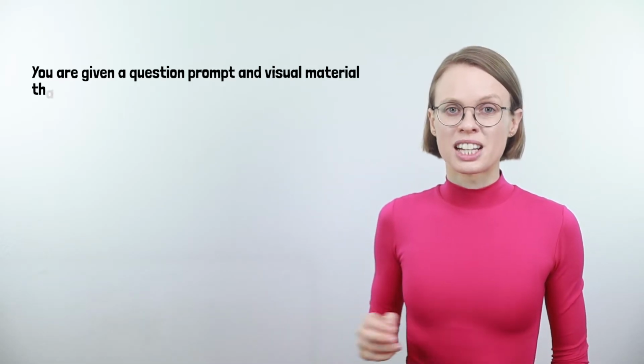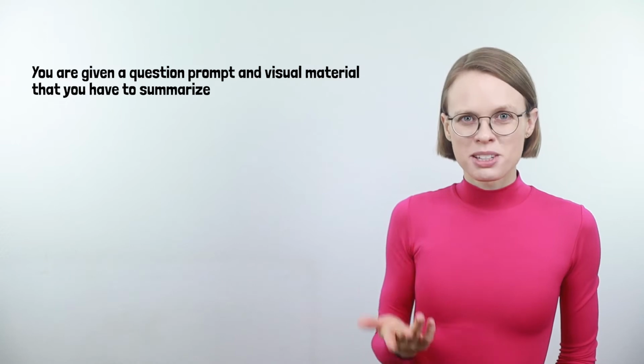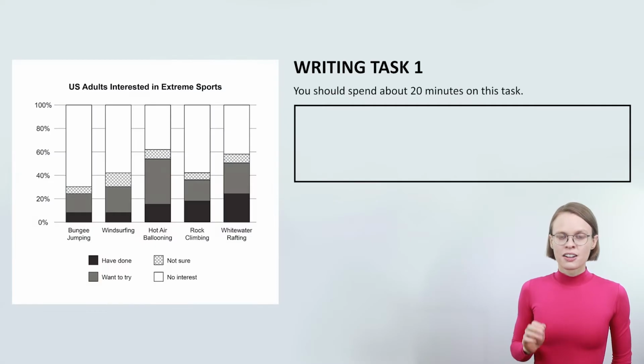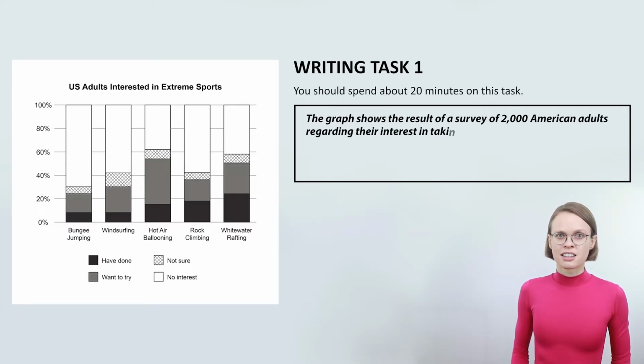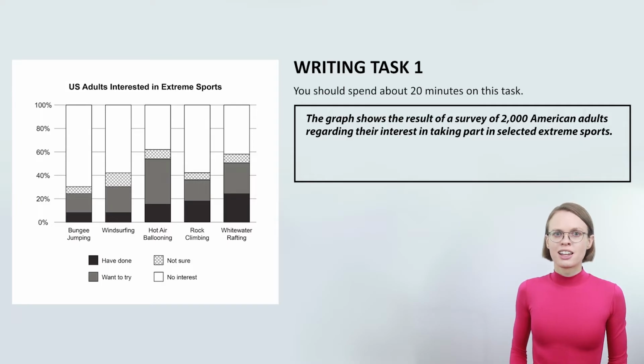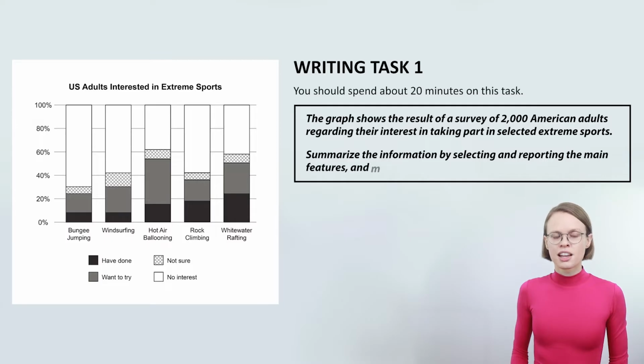Lots of students have a hard time with IELTS Writing Task 1. You're given a question prompt and visual material that you have to summarize. It's sometimes hard to know where to start. First, let's look at the question. The graph shows the result of a survey of 2,000 American adults regarding their interest in taking part in selected extreme sports. Summarize the information by selecting and reporting the main features, making comparisons where relevant. Write at least 150 words.